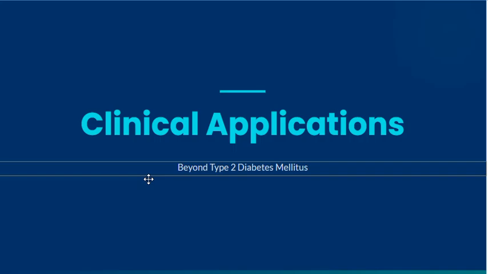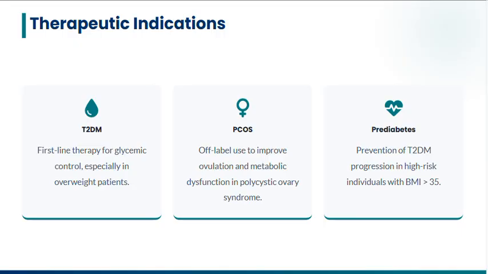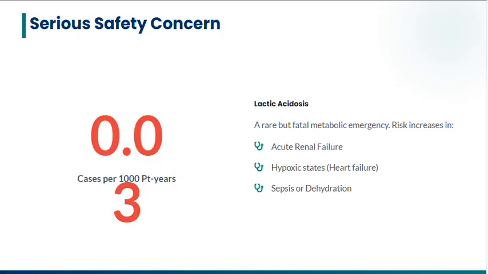Then we have clinical applications, therapeutic indications. T2DM: first line therapy for glycemic control, especially in overweight patients. PCOS: off label use to improve ovulation and metabolic dysfunction in polycystic ovary syndrome. And pre-diabetes: prevention of T2DM progression in high risk individuals with BMI more than 35.